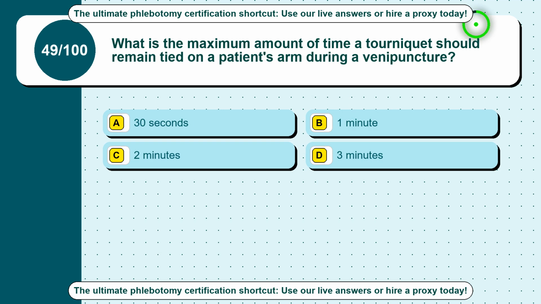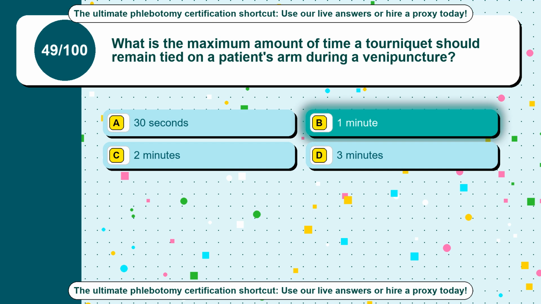Question 49. What is the maximum amount of time a tourniquet should remain tied on a patient's arm during a venipuncture? Option A. 30 seconds. Option B. 1 minute. Option C. 2 minutes. Option D. 3 minutes.